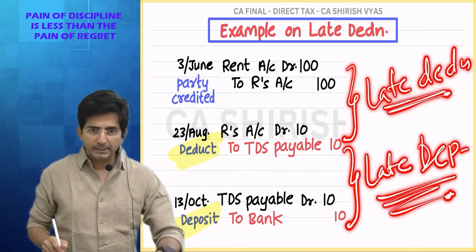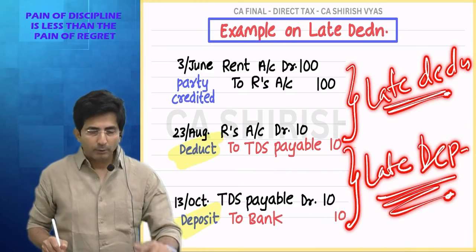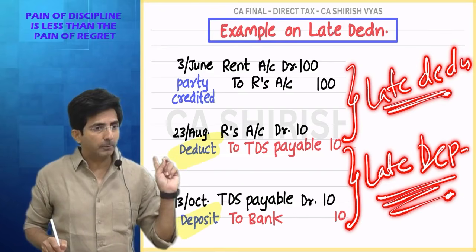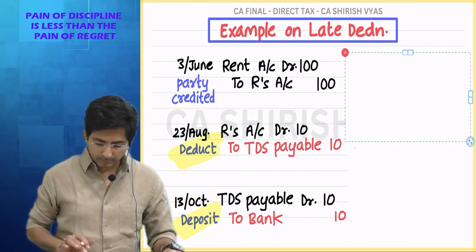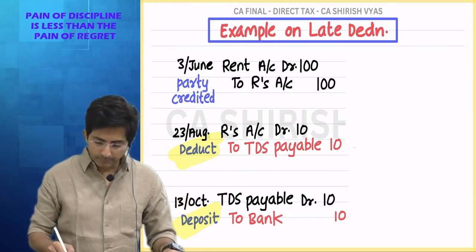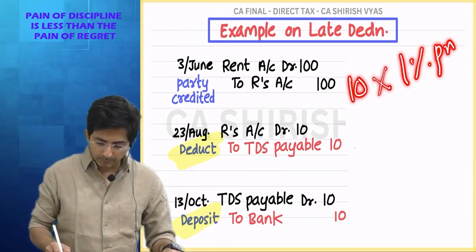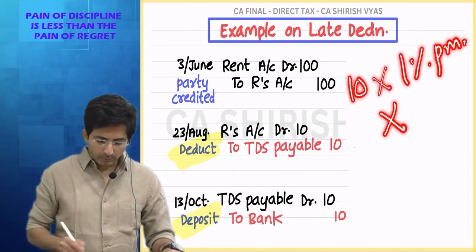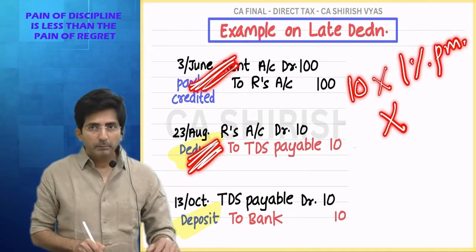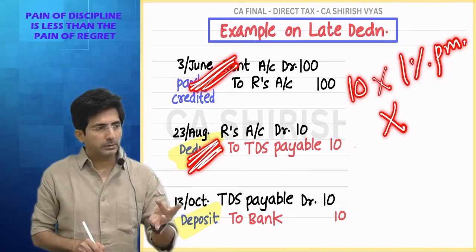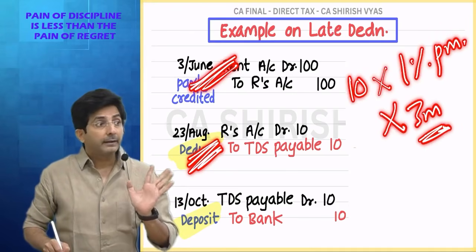So now you can calculate the interest. What is the interest for late deduction? 1%. Late deposit 1.5%. Calculate. Do you agree with what I have written here? Late deduction, late deposit. This is the period of late deduction. So tell me, late deduction interest will be how much? TDS amount is how much? 10 into rate of interest 1% per month into period is what? From 3rd June to 23rd August. What is the period? Part of the month, full month. June, July, August. 3 months. So 3 months interest. This is called interest for late deduction.